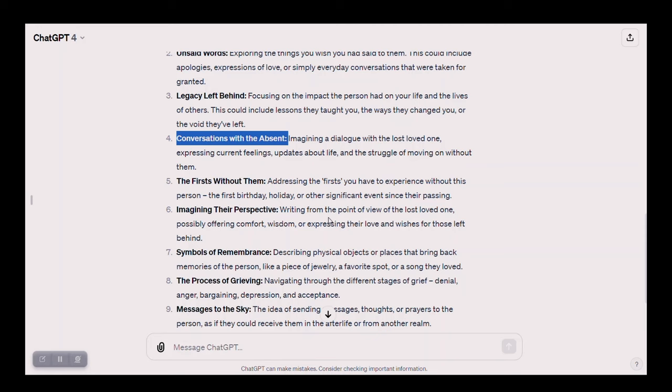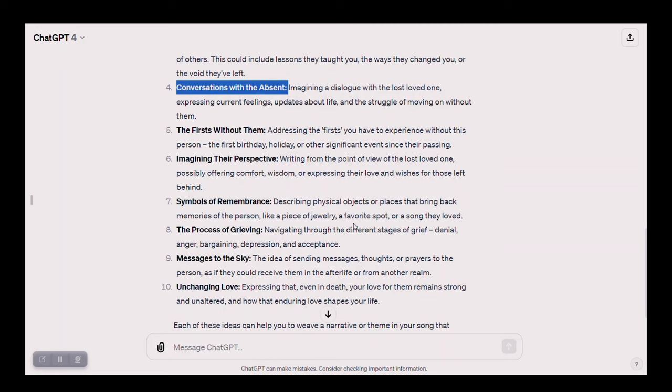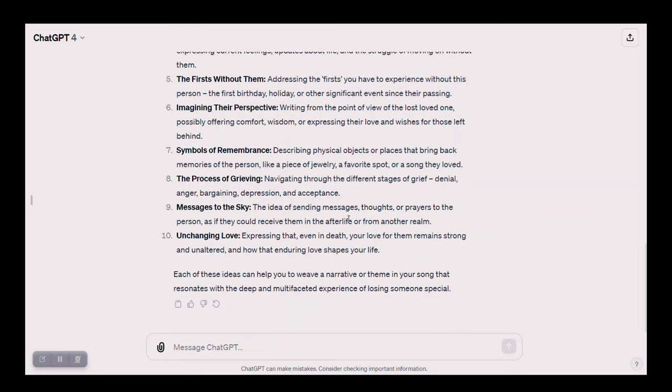So basically, it gave me an idea in 2 seconds. You can use this to come up with a gazillion different ideas just from doing something as simple as that. It was like 2 seconds, and it gave me heaps of ideas.